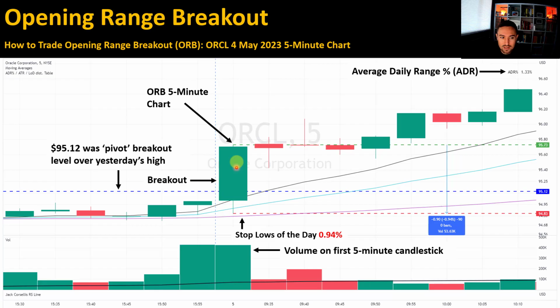On the 5 minute chart, this is the first 5 minute candlestick. So this is the breakout bar coming through here, taking out the pivot of 95.12. Then the entry is through the highs of this bar at 95.73. So the entry here, stop at the lows of the day at 94.83. That would be 0.94% relative to the ADR. Pretty favorable, not bad.